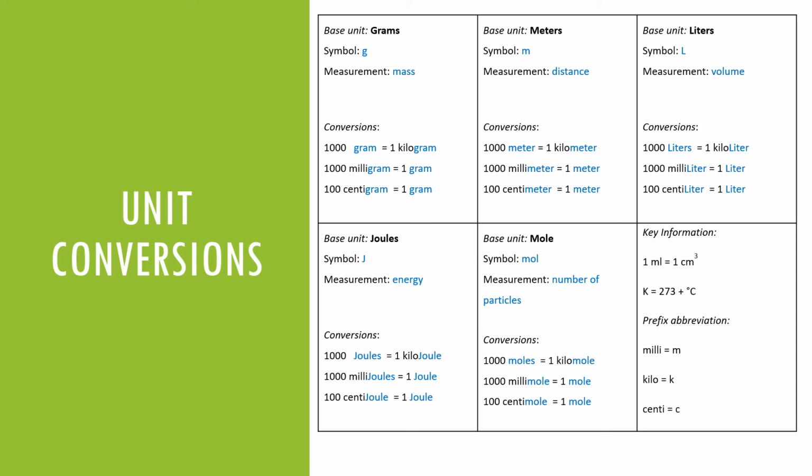So grams, we can abbreviate with a lowercase g for mass, meters, lowercase m, and that's measuring distance, liters, uppercase L, and a measurement is volume, and joules is a capital J, and the measurement is energy. And the mole, we abbreviate MOL, and that's the number of particles.